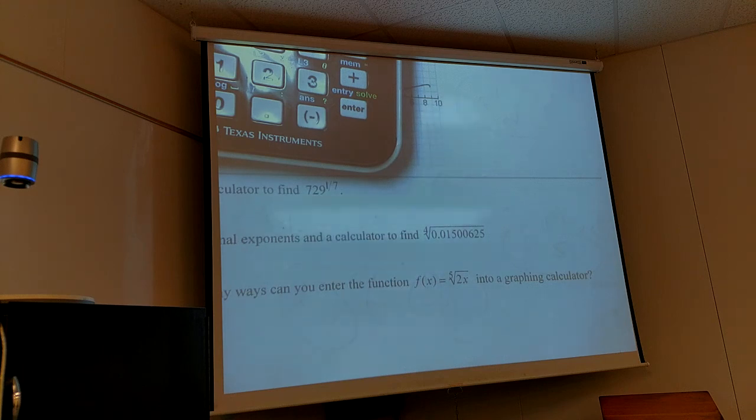5th root. Yeah. So you can either do it with the root button we just talked about, or you can do 2x to the what power? 1/5 power. So there's really 2 main ways. Well, you can argue you could do 2 to the 1/5 and x to the 1/5. That's basically 2x to the 1/5. It's the same thing. So there's really 2 ways. So you're close. There's more than 1.